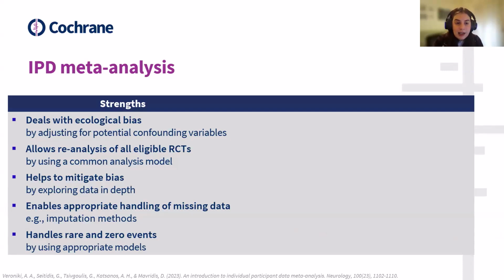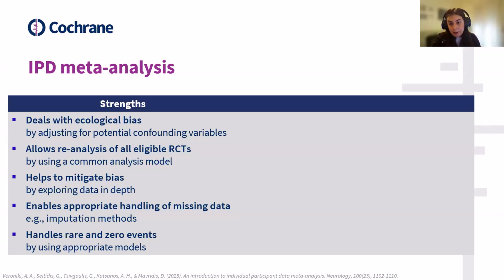Then we can reanalyze all eligible RCTs using the same analysis model and making the same assumptions. Instead of relying on whatever analysis each trial team happened to report, we can now reanalyze all original RCTs in a consistent way. We apply the same outcome definition, we use the same covariates, and we use the same statistical model across all studies. In this way, we make our results more comparable and less dependent on the reported trial methods.